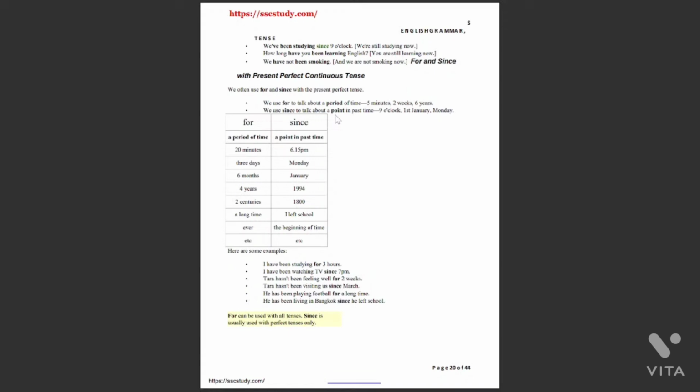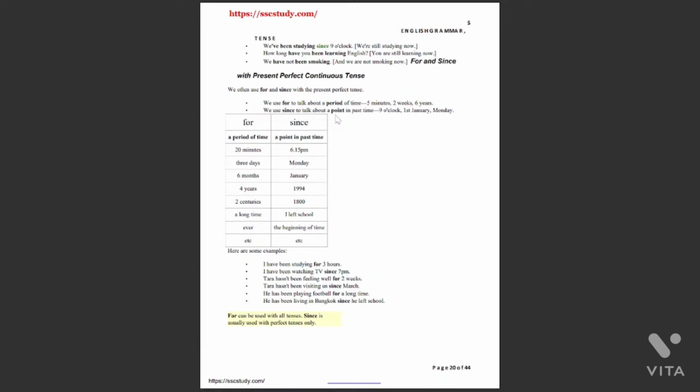How long have you been learning English? You are still learning it now. The sentence shows something that happened in the past and is continuing now. So he's still learning, right? We have not been smoking, and we are not smoking now. It means we were not smoking in the past and not in the present, so for now they are talking about it.